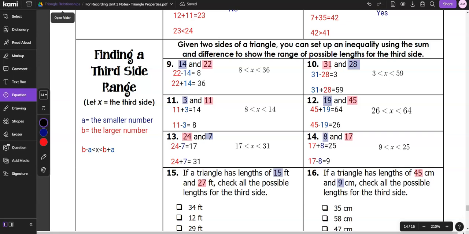And number 14, we have 8 and 17. 17 plus 8 is 25. And 17 minus 8 is 9. So the range is anything over 9 and less than 25, but not 9 and not 25.